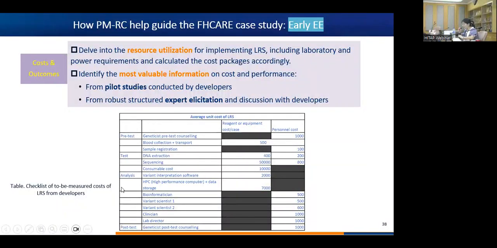We try our best to gather the most valuable information based on the cost and performance of LRS using two possible approaches. The first is to obtain potential values from pilot studies conducted by the medical innovators. In the absence of data, the second one adheres to the standard approach to elicit expert opinions.